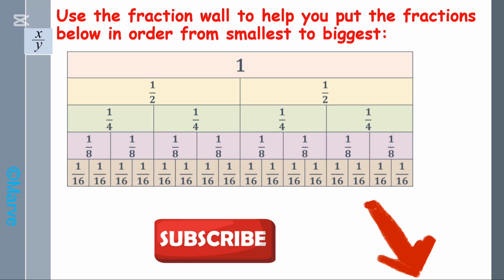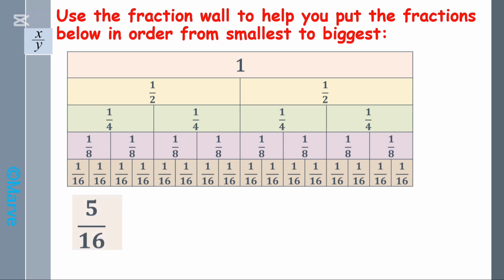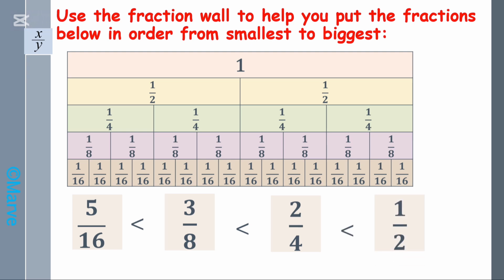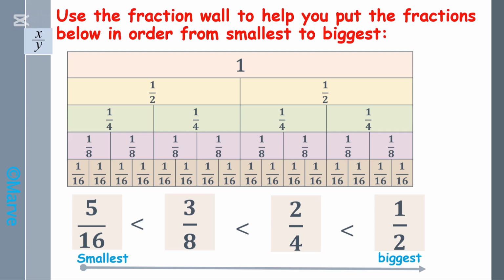Now let's go from smallest to biggest, same numbers. So 5/16 will be less than or smaller than 3/8, and 3/8 is less than or smaller than 2/4, while 2/4 is less than or smaller than 1/2. Did you get that? Good. So you put your arrow and you put where you're ordering from to where you're heading. So we're moving from smallest to biggest. You always remember to indicate that.